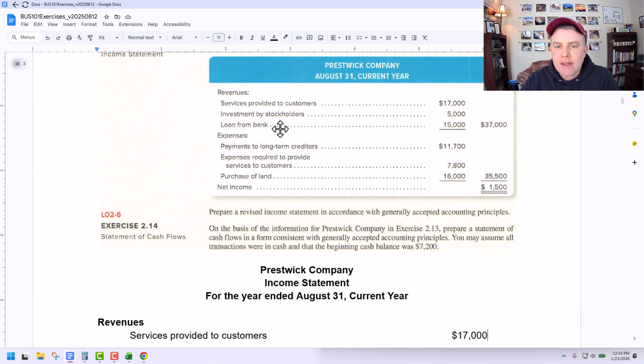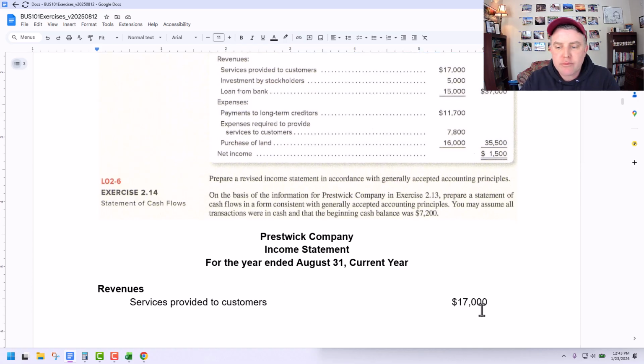Receiving a loan from the bank, that is not revenue. That is not a sale to a customer. So we're going to exclude that as well. So our total revenue then is just the services provided to the customer for $17,000. All right, so if we want to get real strict about formatting here, we could say total revenues, and we could total up that single item, $17,000. Okay. Now, next we would list out expenses.